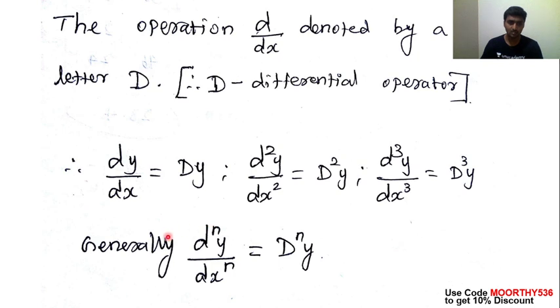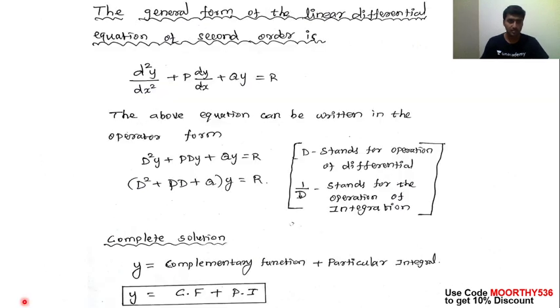The general formula for the differential equation is given as d power n y divided by dx power n. So here d divided by dx is replaced by the term capital D power n. Here capital D stands for the differential operator. As per the differential operator, it's a second order linear differential equation. This differential equation is converted into this form by substituting d divided by dx by capital D.